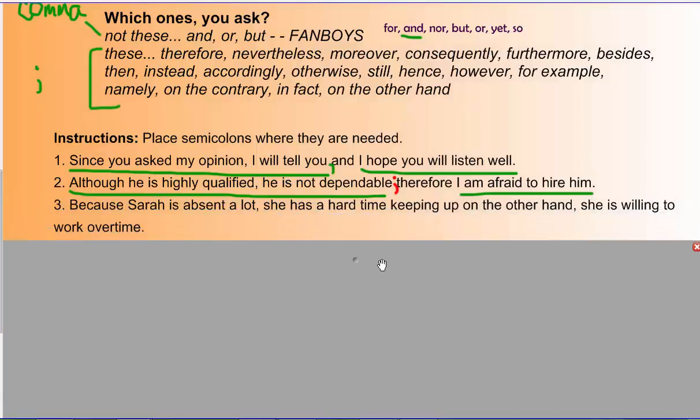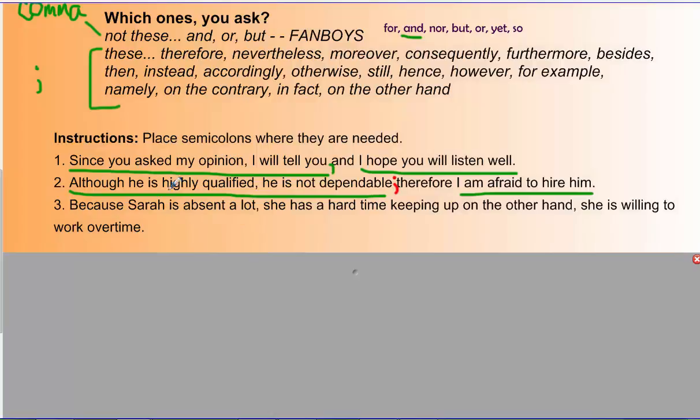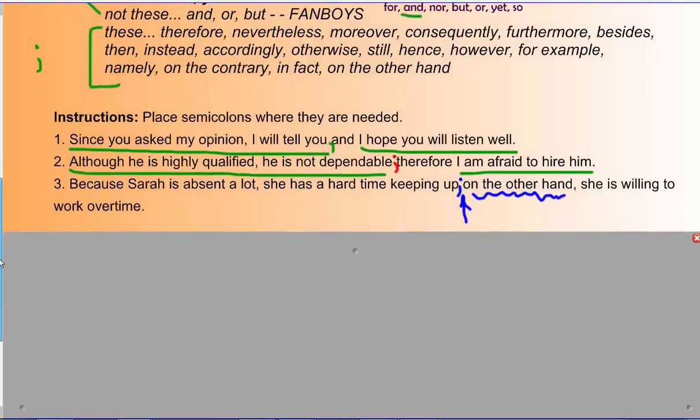Okay. Because Sarah is absent a lot, she has a hard time keeping up. On the other hand, she is willing to work overtime. I see my split in sentences is right here. Because she is absent a lot, she has a hard time keeping up. She is willing to work overtime. So this is our comparison of these two things. On the other hand, here's a reason why we should hire her. She might have a hard time keeping up. On the other hand, she is willing to work overtime, so that's a pretty good thing. Two things joined together, not a fanboys conjunction. Use a semicolon.